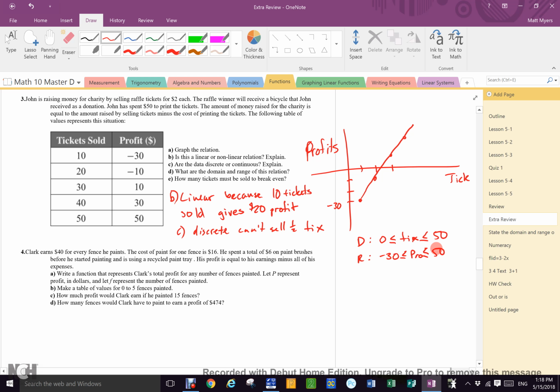How many tickets must be sold to break even? Right there. 10, 20, a little more than 20. How do you work it out? Well, it's got to be halfway between these two, doesn't it? There's 0. Halfway between those two is 25. So it's 25.